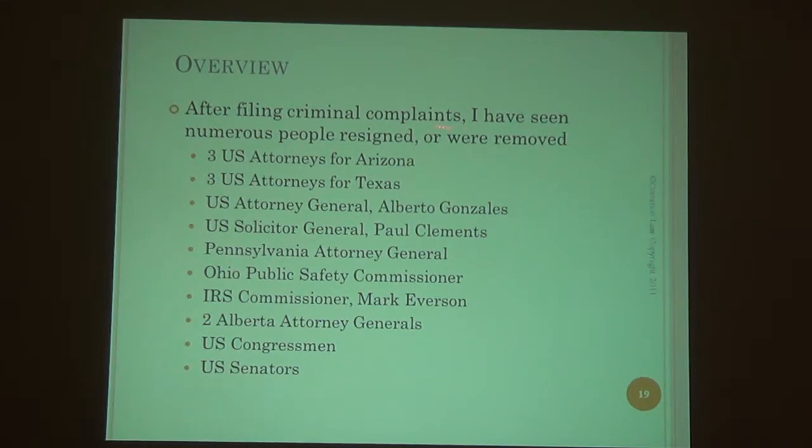After filing criminal complaints, I've seen numerous people resign or be removed. Three U.S. attorneys in Arizona, three U.S. attorneys in Texas, U.S. Attorney General Alberto Gonzales. I filed a petition for a writ of certiorari and attached a criminal complaint against Alberto Gonzales, and two weeks later he resigns and says that he's hiring attorneys to defend himself from the Department of Justice.